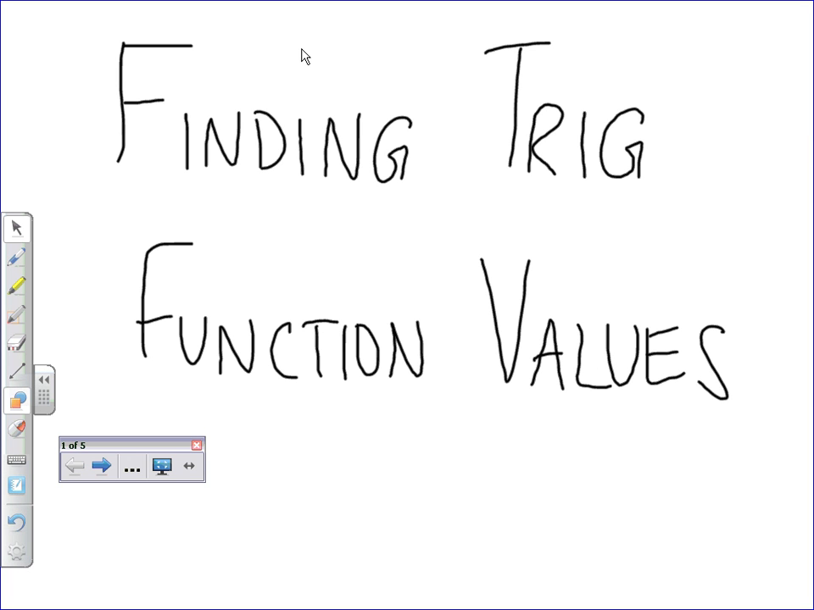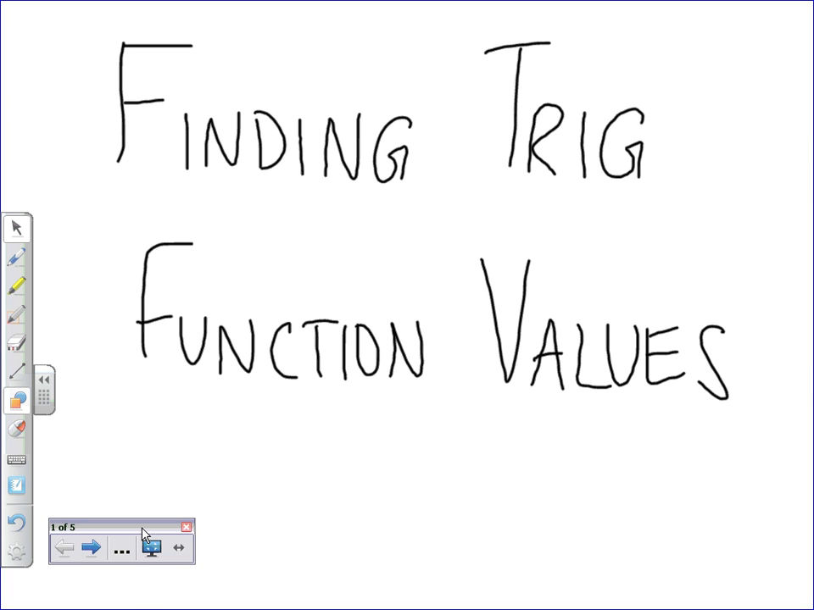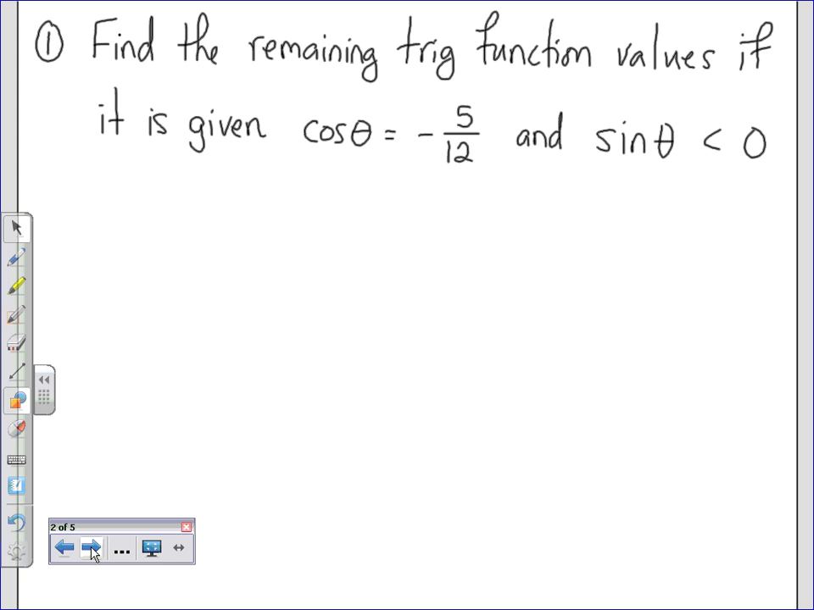Okay, what I'd like to talk to you about in this video is how we go about finding the trigonometric function values of any angle theta, not just acute angles that would be in quadrant 1, but any angle in any quadrant of the plane.